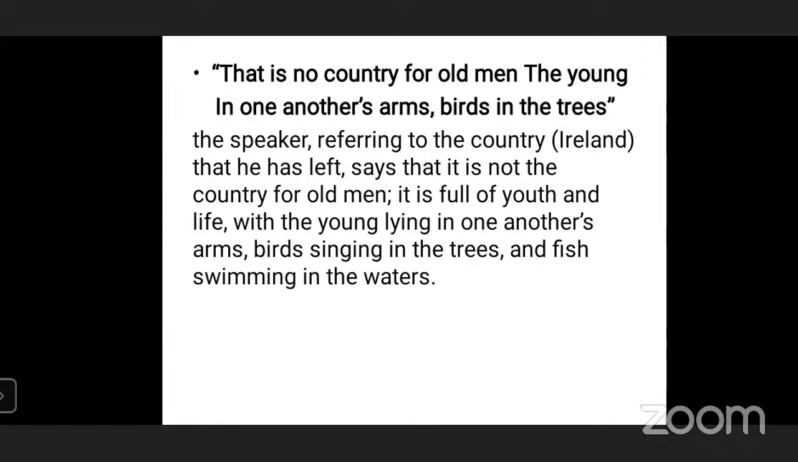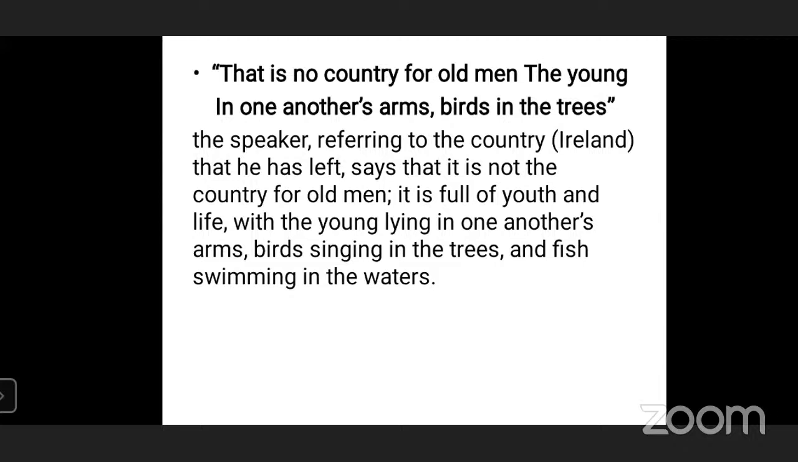Okay, now let's go into the poem, "That is no country for old men. The young in one another's arms, birds in the trees." Now here the speaker is actually referring to the country, that is Ireland. Okay. That is no country for old men. Now what is that country? That country is Ireland, where he is from. He says that it is not a country for old men. It is full of youth and life.